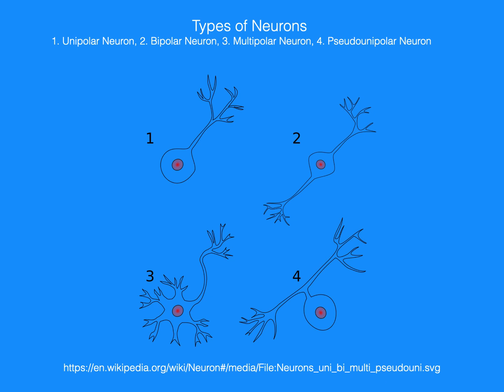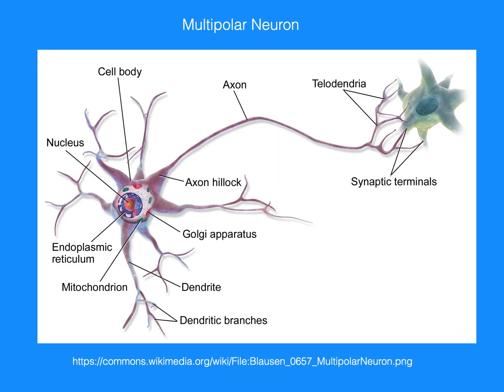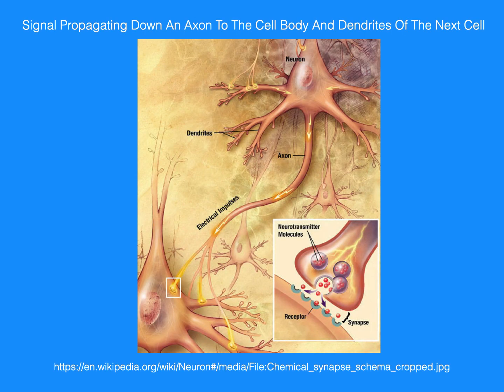Types of neurons illustration. Number 1, unipolar neuron. Number 2, bipolar neuron. Number 3, multipolar neuron. Number 4, pseudounipolar neuron. Multipolar neuron illustration. Signal propagating down an axon to the cell body and dendrites of the next cell illustration.